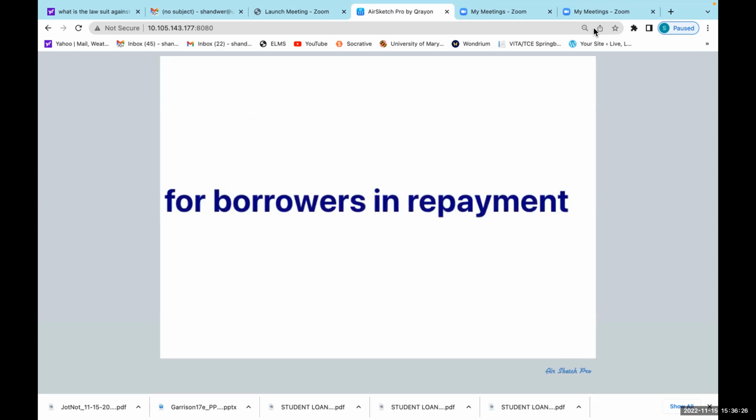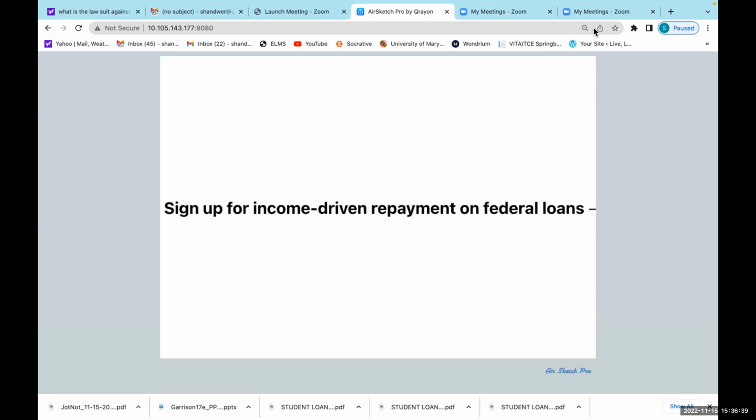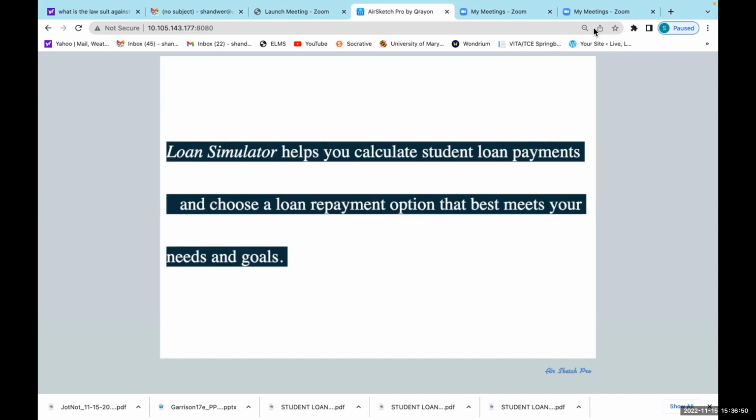If you're already in repayment, you can do a similar strategy. You can apply to your loan service provider to figure out how you can lower your monthly payments on the federal loans. There may be options to do that. And then with the extra money, pay down the private loans that you have. So you could sign up for income-driven repayment or several of the types that they have like that. And if you're not sure what you should do and what your payments would be, there's a loan simulator that helps you do this. I'm going to show you the website for that in a second. So you want to use that in addition to asking your loan service provider questions.